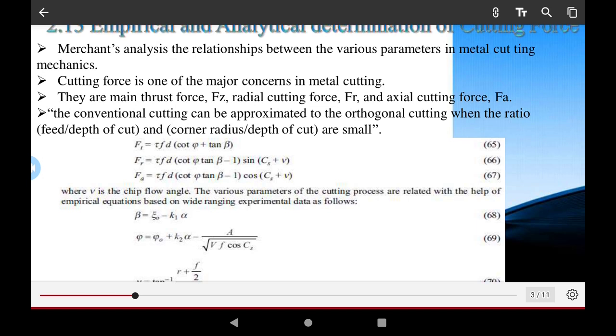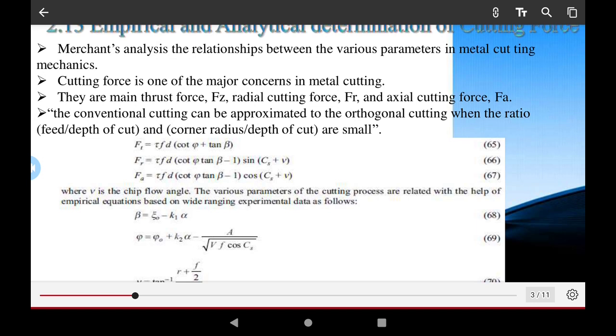The merchant circle, the analysis of the merchant circle and the relationships between the various forces. The various force actions are the friction force, thrust force, vertical force and horizontal force. The analytical forces give the value for the mechanics of metal cutting. Cutting force is one of the major components in the metal cutting operation.